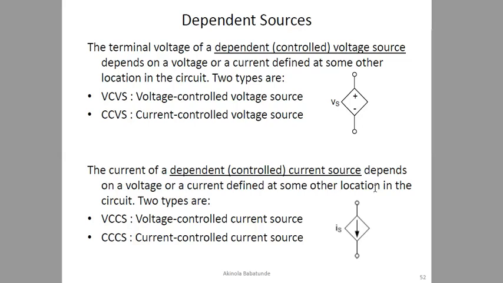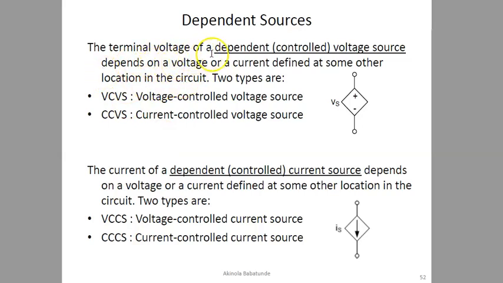Okay, when you are dependent on something, it simply means you are controlled by that thing. Without that thing, you may not be able to function properly. So the value you take or the position you take will be determined by what is controlling you or by other parameters. So let's quickly look at the dependent voltage source.